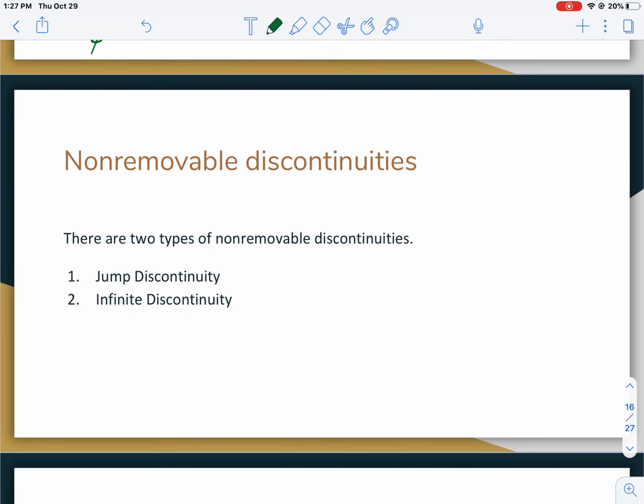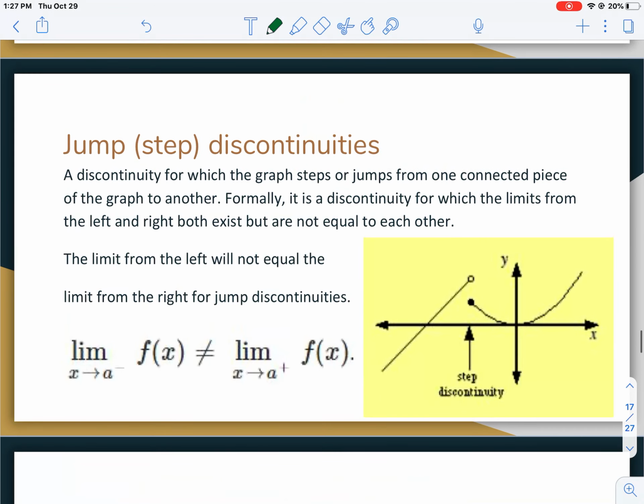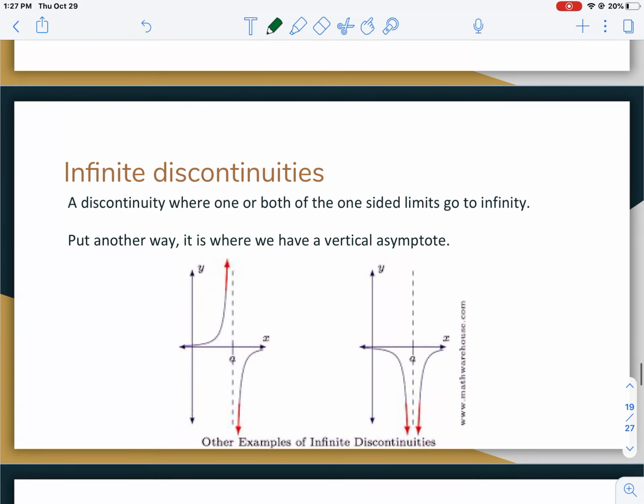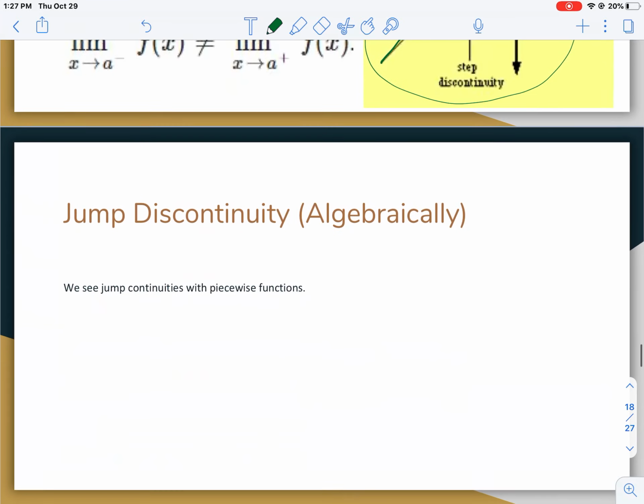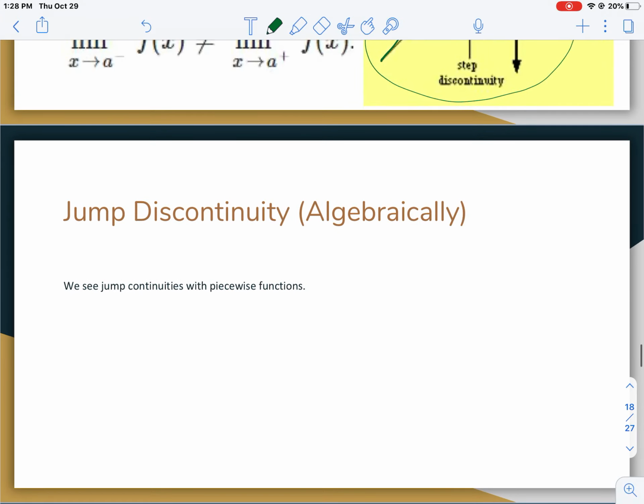All right. There's also non-removable discontinuities. These are called jumps and infinites. Okay? So a jump is where the limit from the left exists and the limit from the right exists, but they're not equal. Sometimes called step discontinuities, and you can see here we go from up here and then you jump down to there, or you start from the right and then you jump up. So we do see jump discontinuities with piecewise functions.